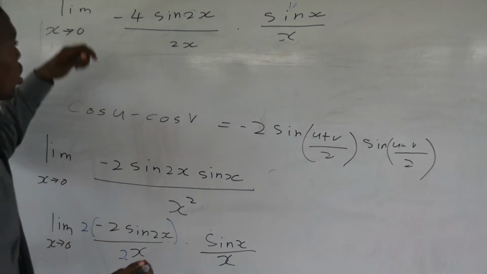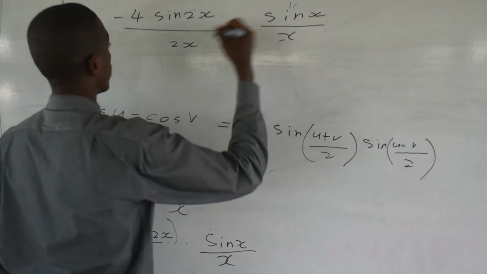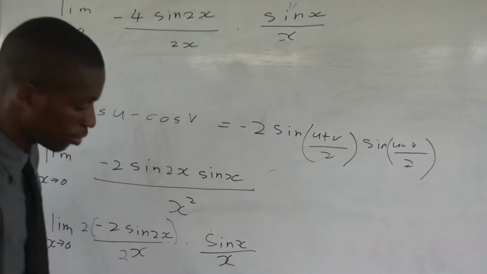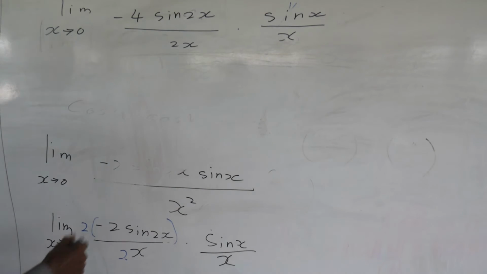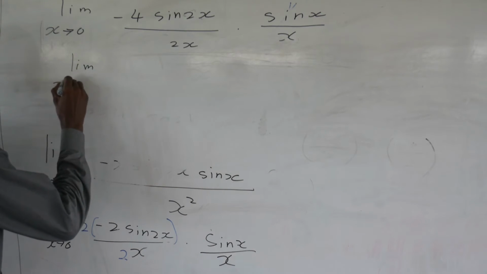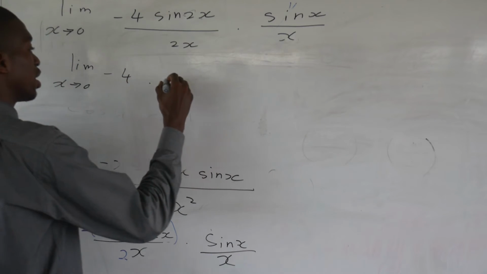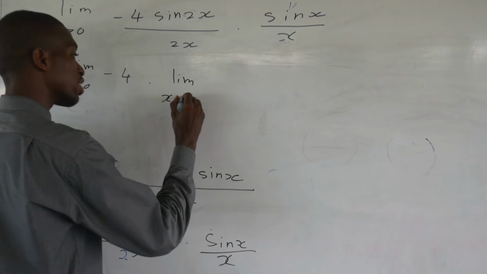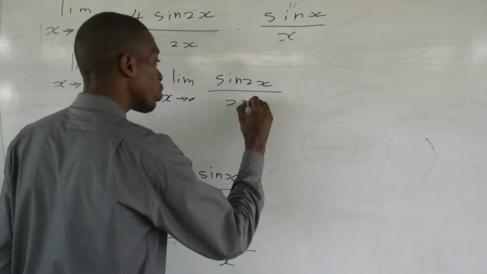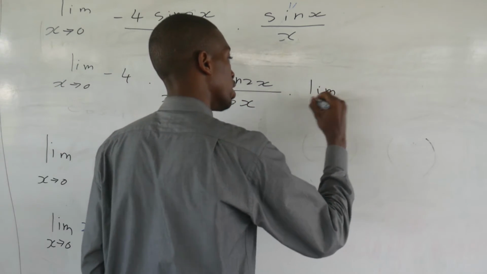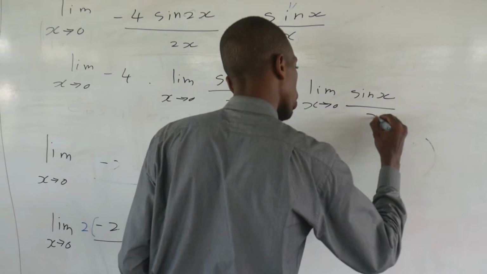Which two? We see here we have the limit, and let me split it for those who can't see. We have the limit as x goes to 0 of negative 4 times the limit as x goes to 0 of sine 2x over 2x multiplied by the limit as x goes to 0 of sine x over x.